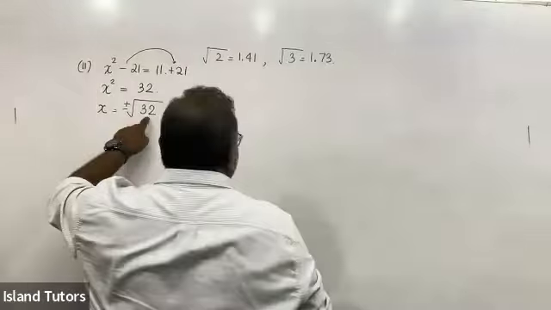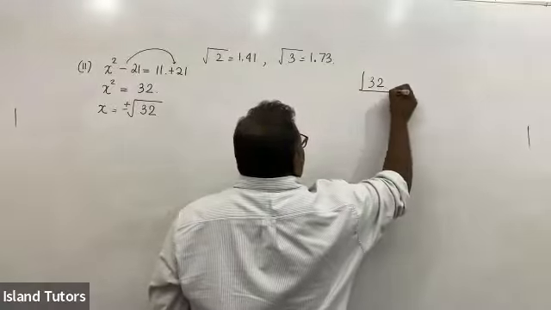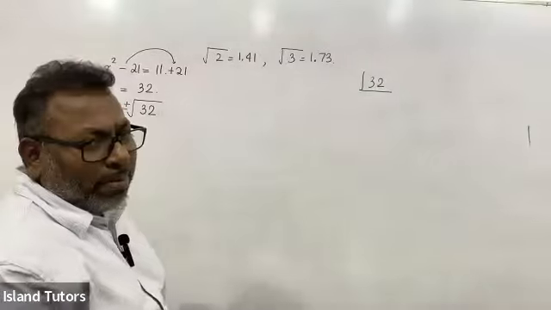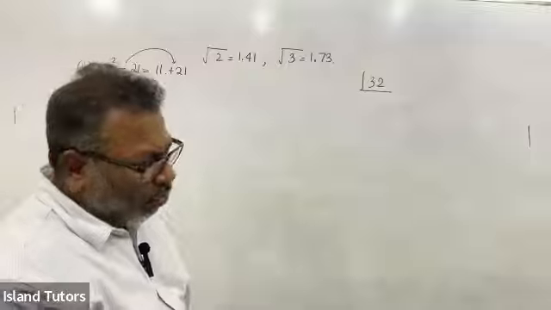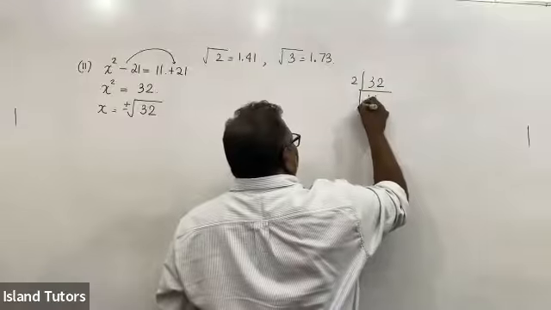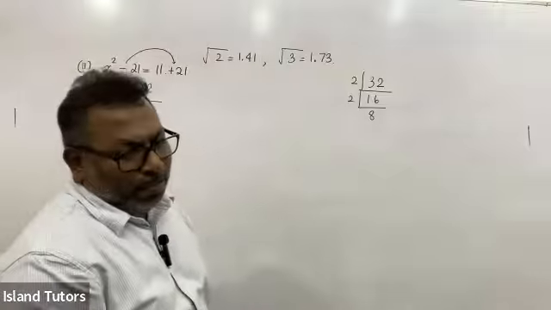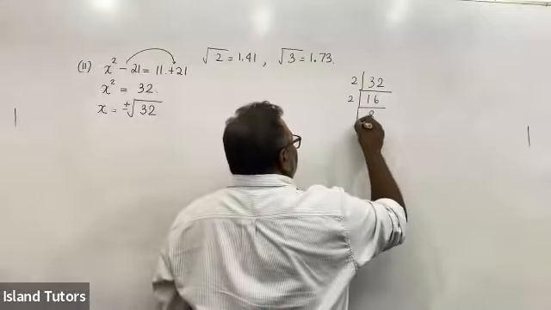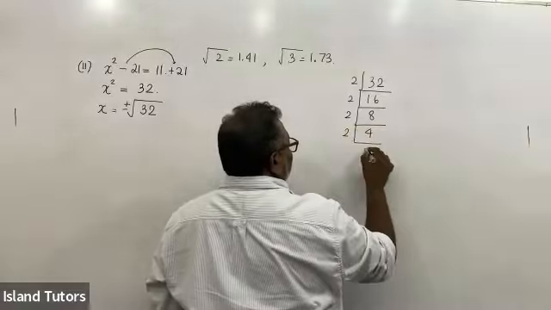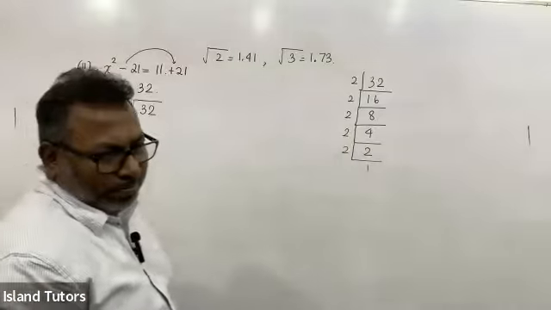So what you need to do is take 32 and start dividing by the prime numbers. You know the prime numbers. What is the first prime number? 2. So divide by 2, 16. Divide by 2, 8. Divide by 2, 4. Divide by 2, 2. Divide by 2, 1.